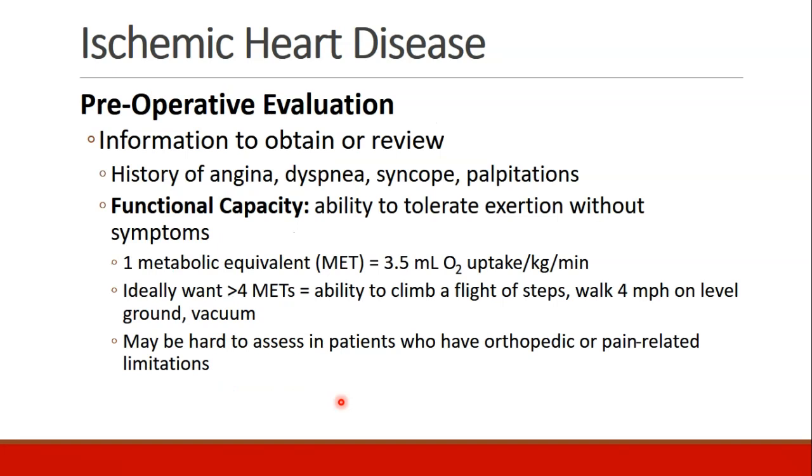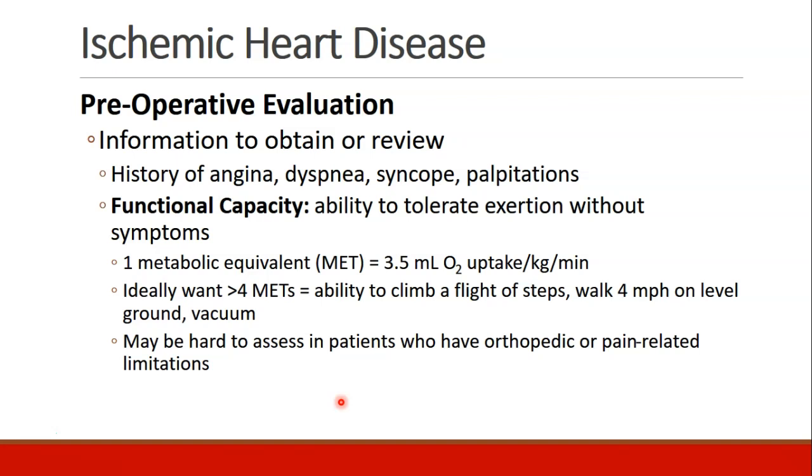So what kind of information do we want to obtain or review when we prepare these patients for surgery? In the history, we want to know about any history of angina, dyspnea, syncope, or palpitations. We are particularly interested in the patient's functional capacity, that is, their ability to tolerate exertion without having symptoms of angina or ischemia to the heart.